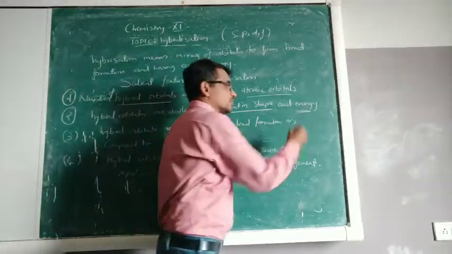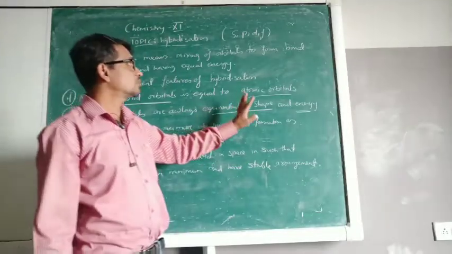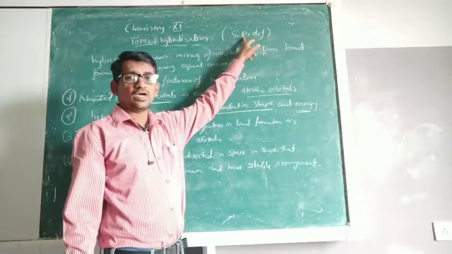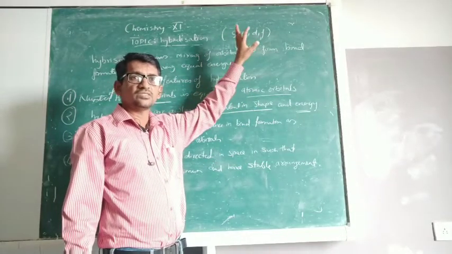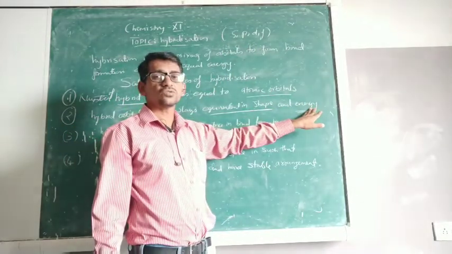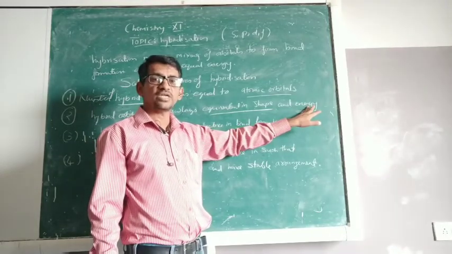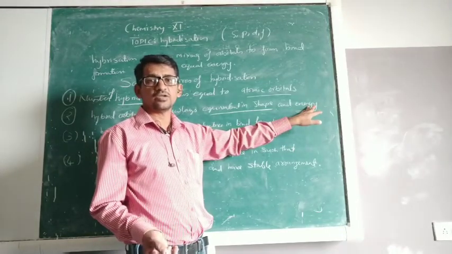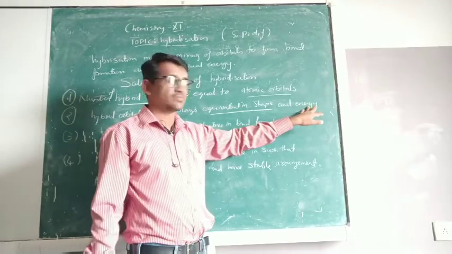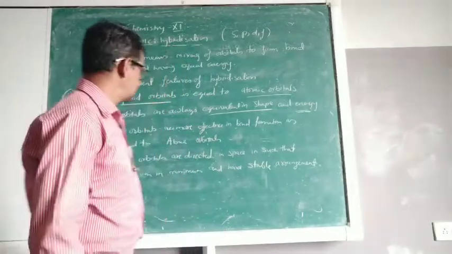This is very important. When hybridization takes place, their shape becomes equal. Means if s and p hybridization takes place, then the shape will turn in such a way that energy remains constant, having equal energy. Previously, in atomic orbitals, there is an energy difference. But when it turns to hybrid orbital, its shape and energy become equal.